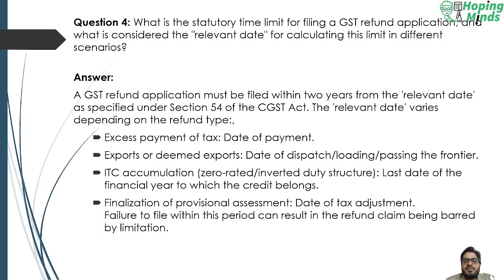Then finalization of provisional assessment, date of tax adjustment. If some provisional assessment is going on and it has been finalized, then the date of such tax adjustment shall be the relevant date. So failure to file within this specified time limit can result in the refund claim being barred by limitation. So it is very important to keep track of the relevant date for claiming the refund against the different types of accumulations.